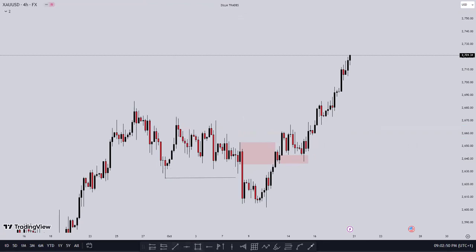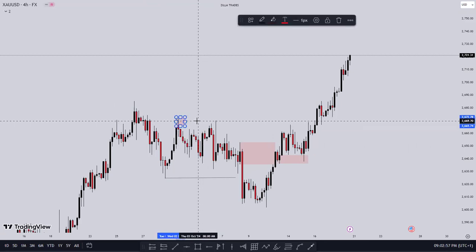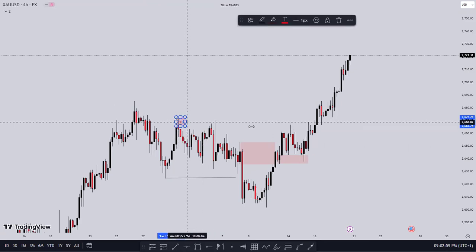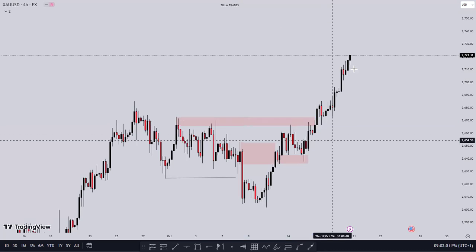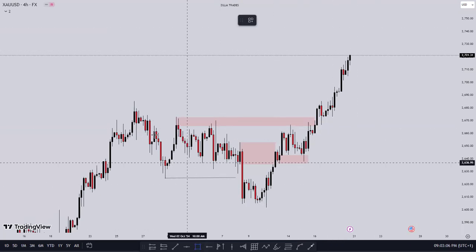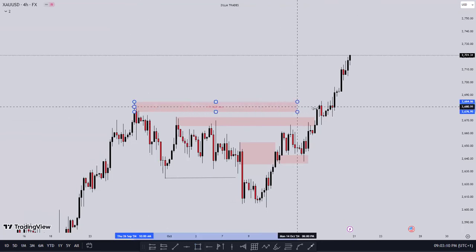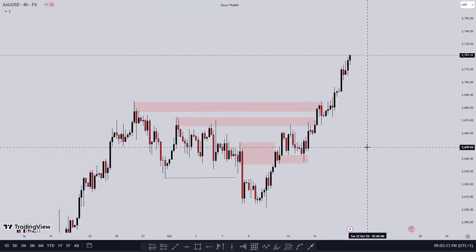Price mitigated it. So we will still mark this out. We'll mark this one out. Right. So there we have a flip. We have a flip here. Right. Now also this place, we'll mark it out. Here again, we have another flip.